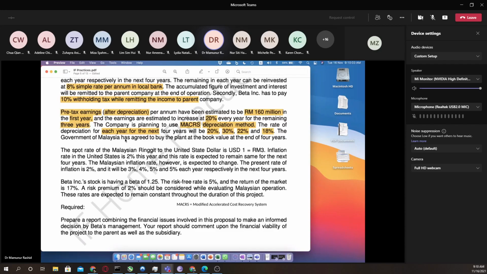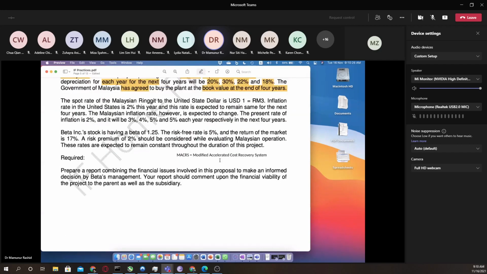The government of Malaysia has agreed to buy the plant at the book value at the end of 4 years. So at the end of 4 years, book value is 10%. At 10% value, the Malaysian government will purchase the project from the company, from Beta Incorporation. The spot rate for Malaysian ringgit to US dollar is given. The spot rate is USD 1 for Malaysian ringgit 3. That must be very, very long time ago.